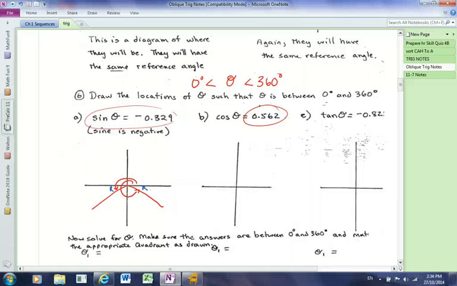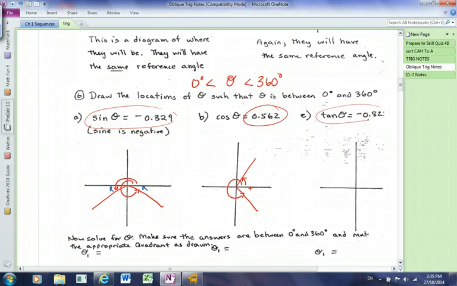Cosine is the adjacent, so we want to know when is the x positive, and it's positive over here. So that'll be here and here. So that's one of your angles, and our other one is almost 360 degrees. How are we doing? Getting the idea?